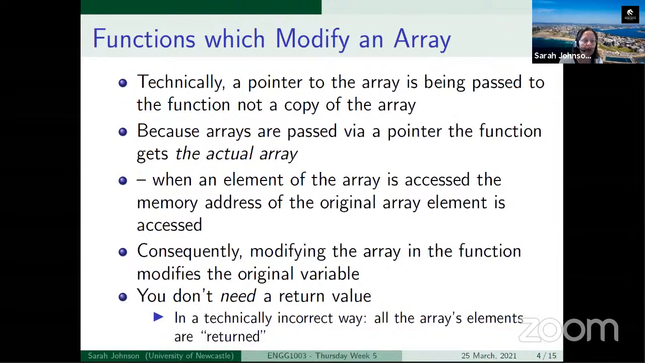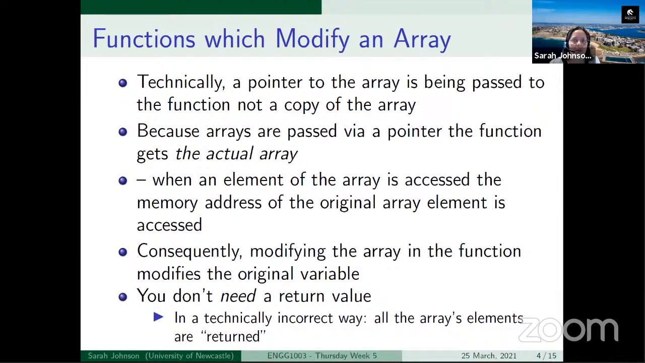So when it goes to look at an element of that array X, it's looking at the original memory address where the main program that we just called the function from has stored that array. So if we change any of the elements in that array, even if we don't explicitly return that array back to the main function, it will stay changed. So it's the opposite of what happens with a scalar. And that's going to be important when we now write functions which modify an array.